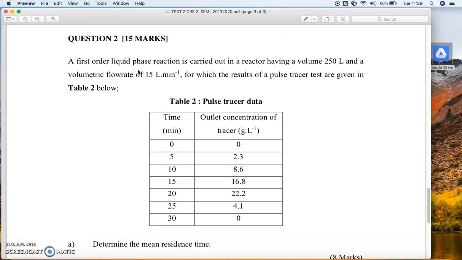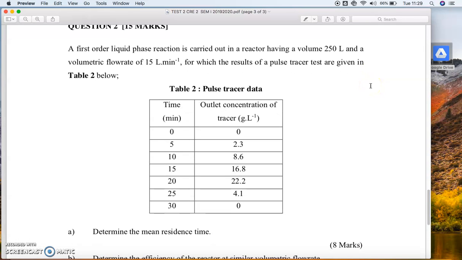Okay, so now I want to show you another example. This is a question from a previous semester test that I have shared with you without the answer scheme. So we take this question. A first order liquid phase reaction is carried out in a reactor having volume 250 liter and volumetric flow rate of 15 liter per minute, which resulted in this pulse tracer data. If you look at the time, the h is 5, so there is only one set of h.